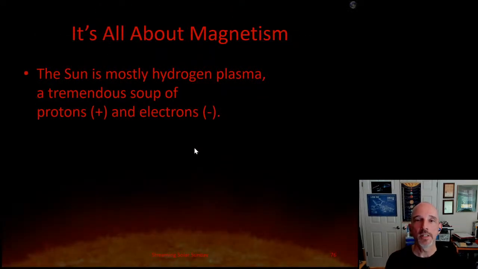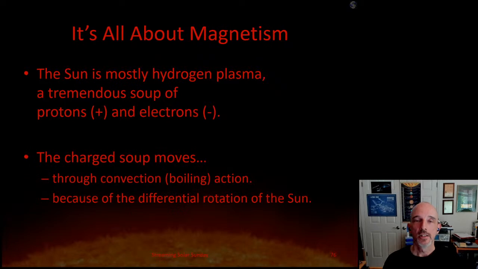But what's happening here is that it's all about magnetism, right? The sun is mostly hydrogen plasma, like we said. Hydrogen plasma is essentially hydrogen atoms that have had their electrons ripped from their nuclei. And so it's really a tremendous soup of protons, which are positively charged, and electrons that are negatively charged. And this charged soup is moving around partly through convection, like we said earlier, right? The boiling action moves the soup around, and the soup also moves because of another thing called differential rotation of the sun.